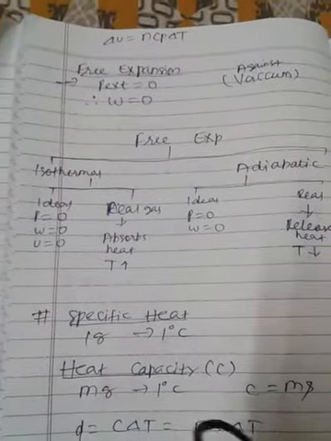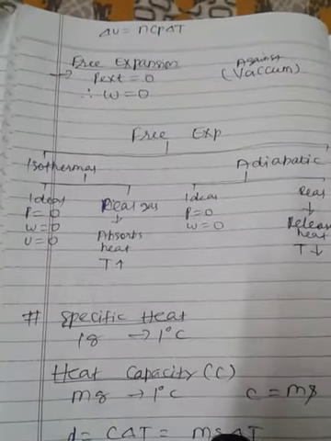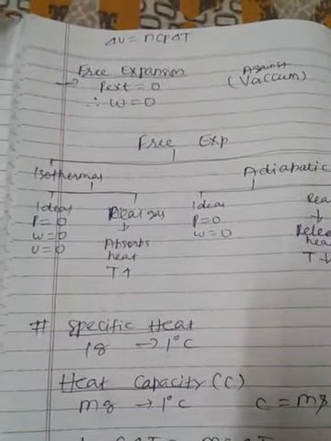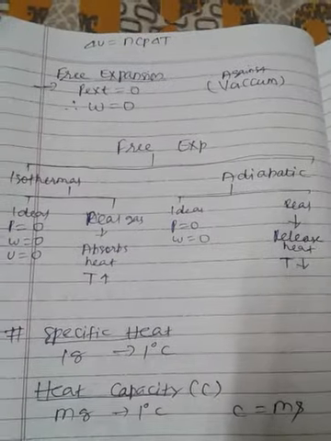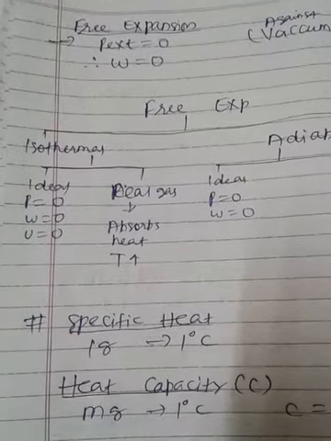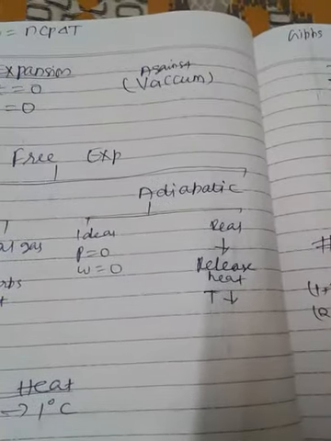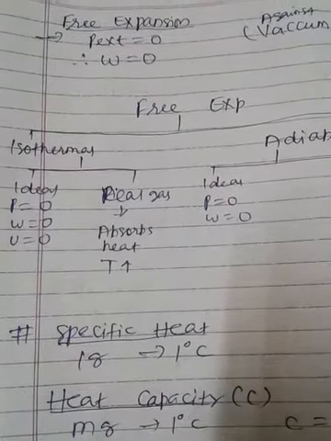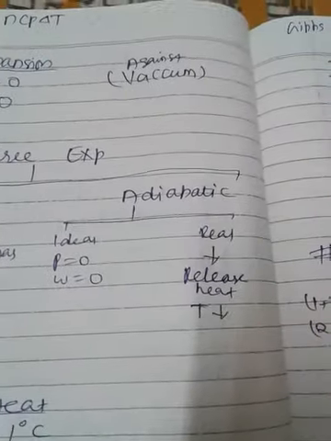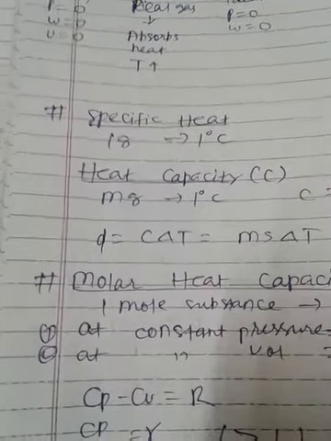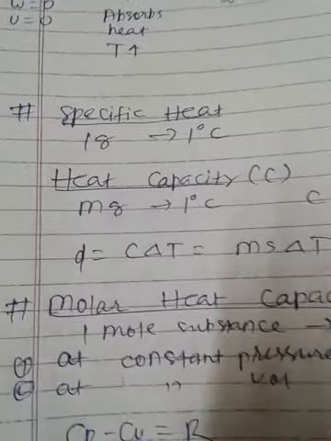Now in free expansion there are two basic cases: isothermal and adiabatic. In isothermal again there are two cases: ideal and real case. In the ideal case P is equal to zero, so no work is done. Again in adiabatic also P is equal to zero, so no work is done. In a real gas, for isothermal it absorbs heat, and in adiabatic it releases heat, so temperature decreases. See, isothermal absorbs heat, so temperature increases. Adiabatic, so temperature decreases.